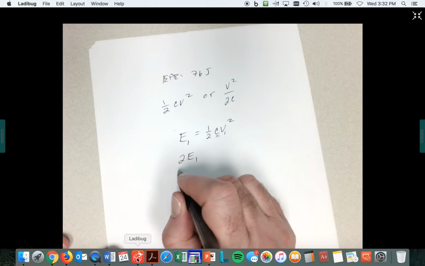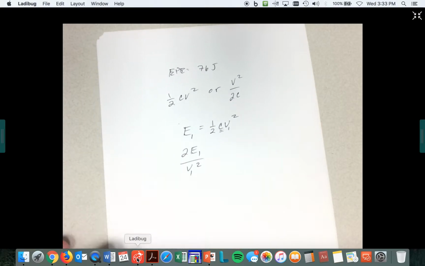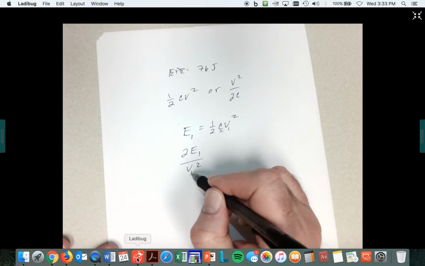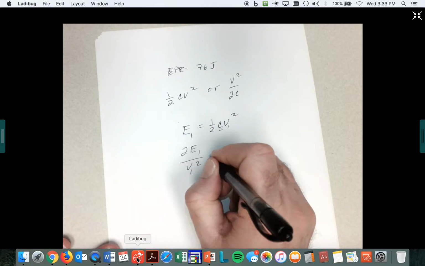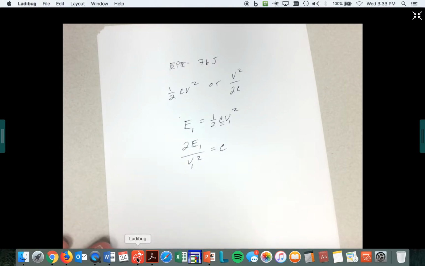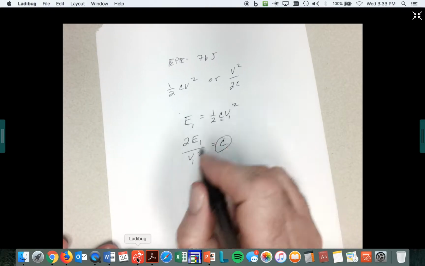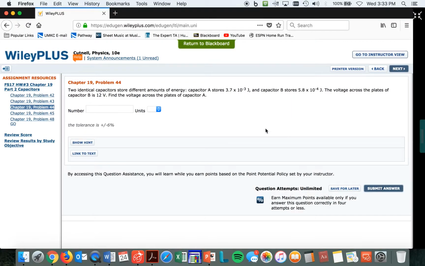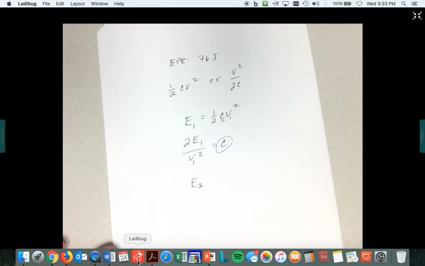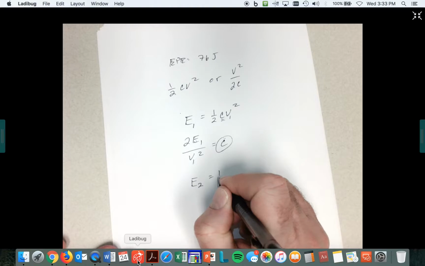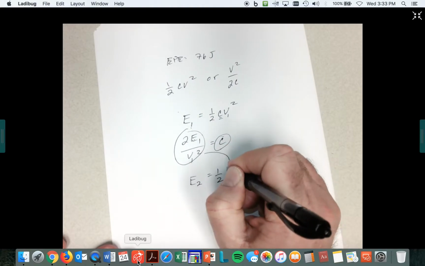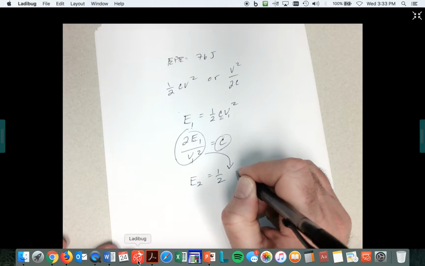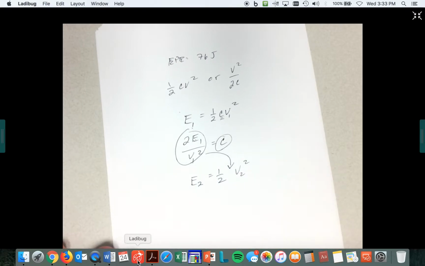So you get 2E1 divided by V1 squared. So you find the one where they give you the energy and they give you the voltage, and that is equal to the capacitance. Then you plug that capacitance back into E2, because they gave us the different energies. You plug that back in, so E2 would equal 1/2 all of this mess times V2 squared. And then you solve for V2.